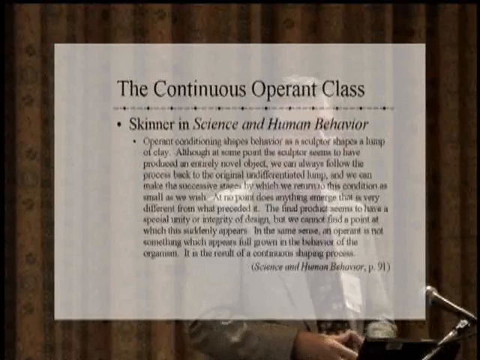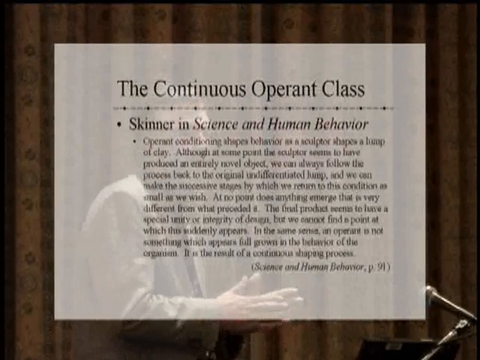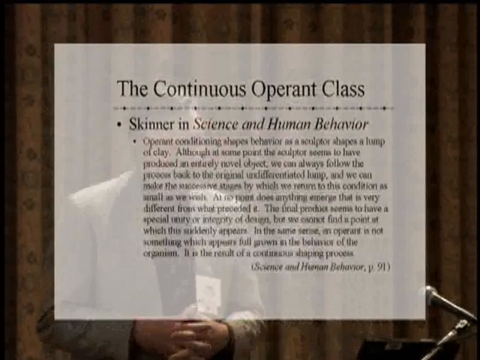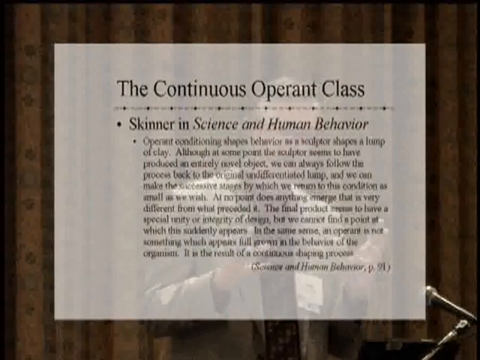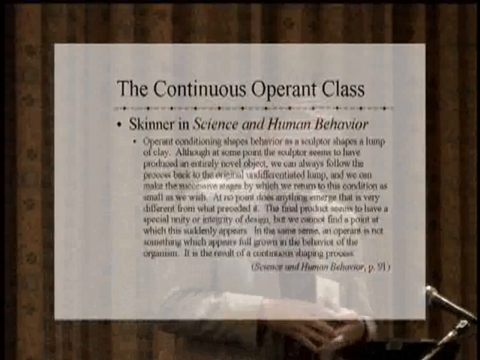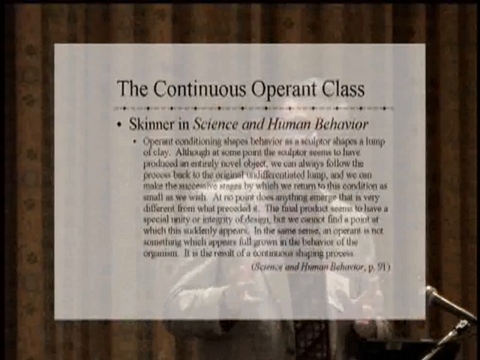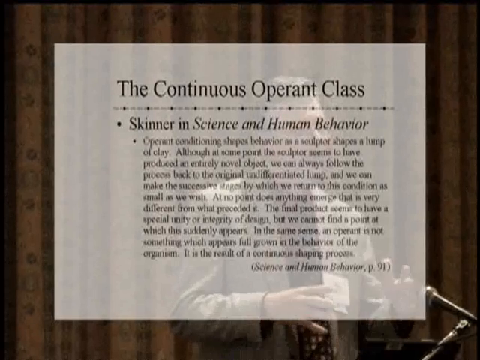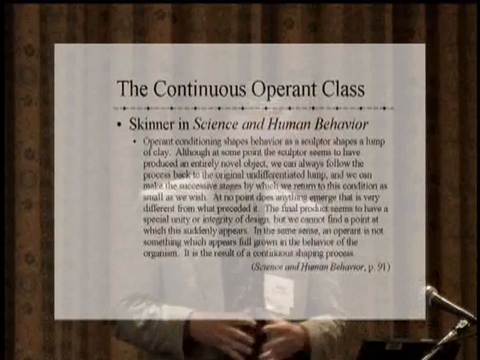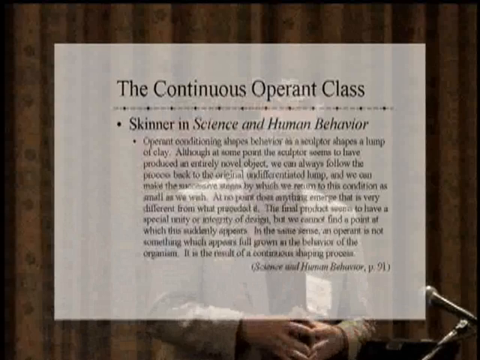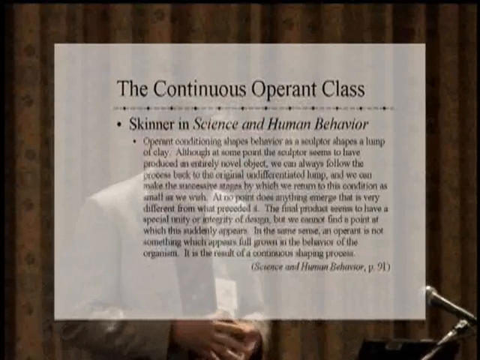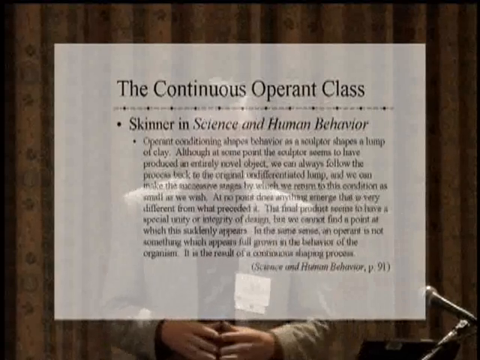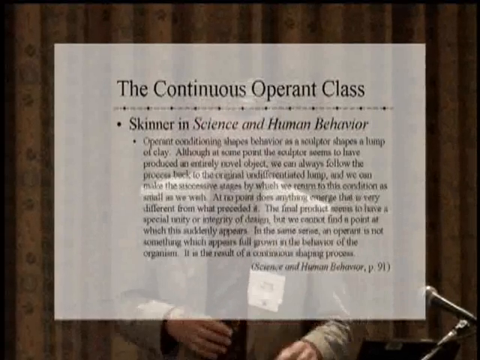And Skinner understood this all the way back in Science of Human Behavior. He talked about the continuous operant. In the first paragraph of the chapter on shaping, he talks about shaping being like a sculpture. And he points out that you end up with something that looks unique and has a special integrity, but if you go back throughout the process, you would never be able to find a point where that uniqueness and integrity emerges. He says, in the same sense, an operant is not something which appears full grown in the behavior of the organism. It's the result of a continuous shaping process.